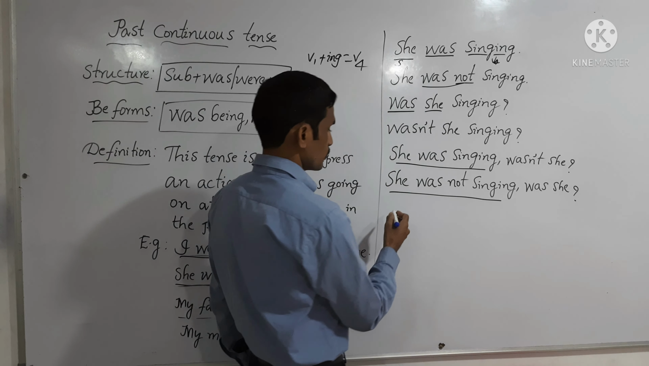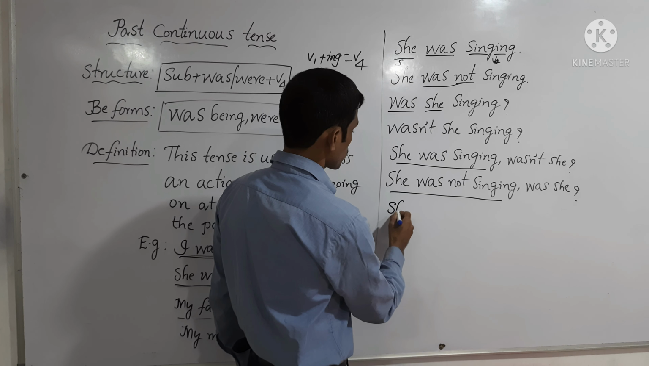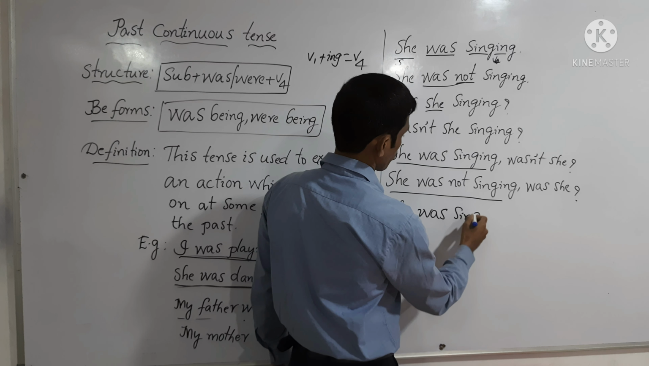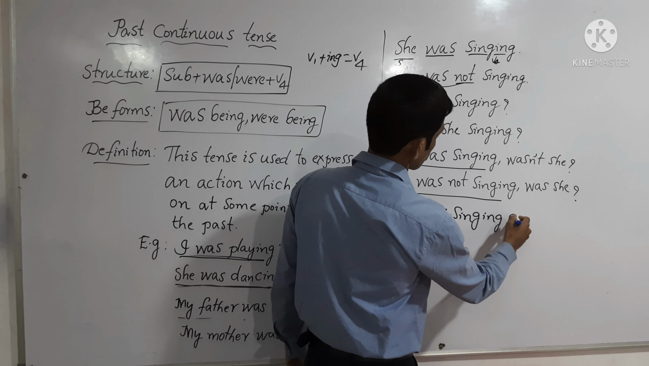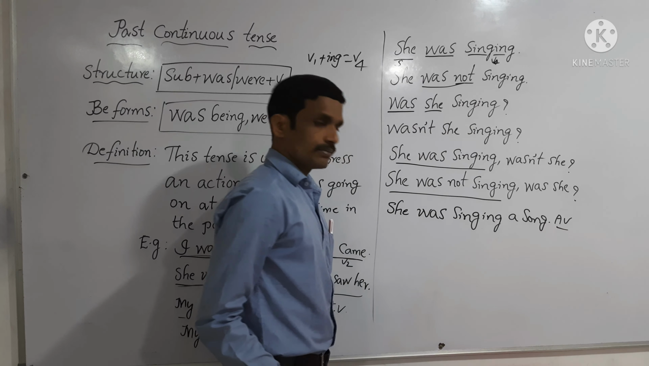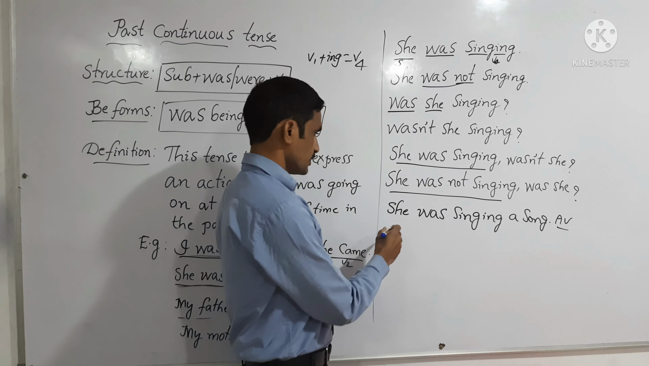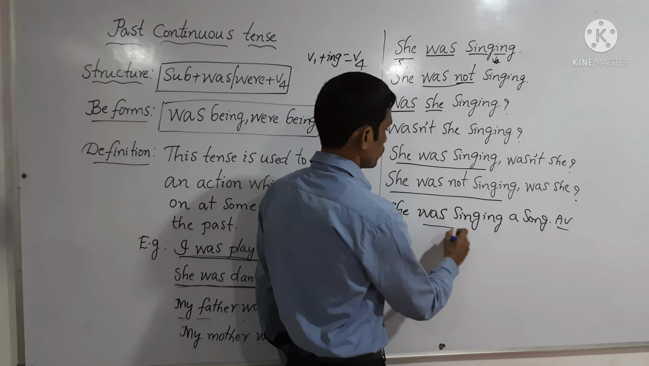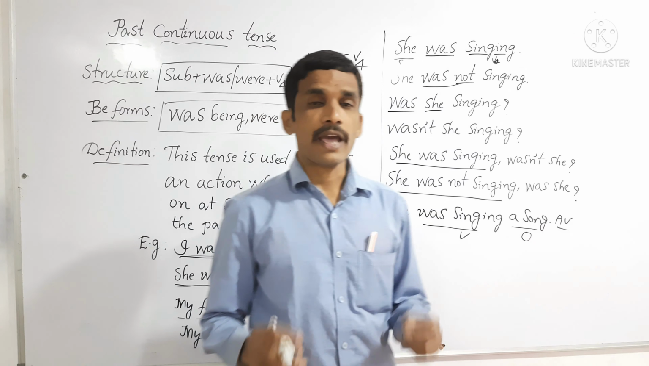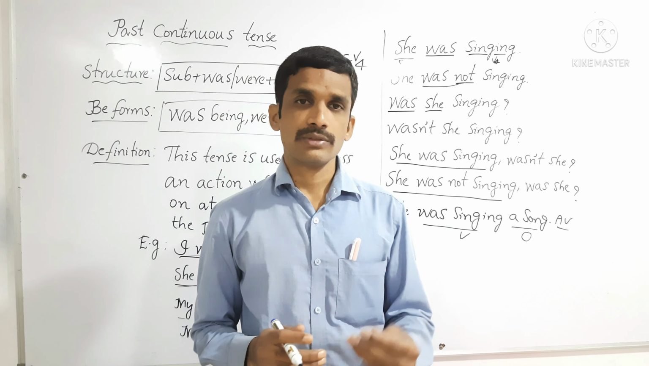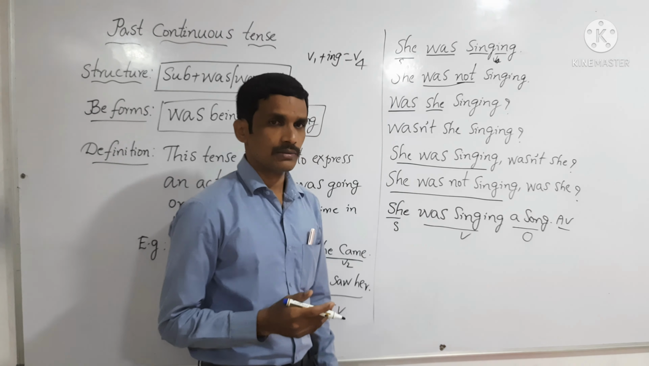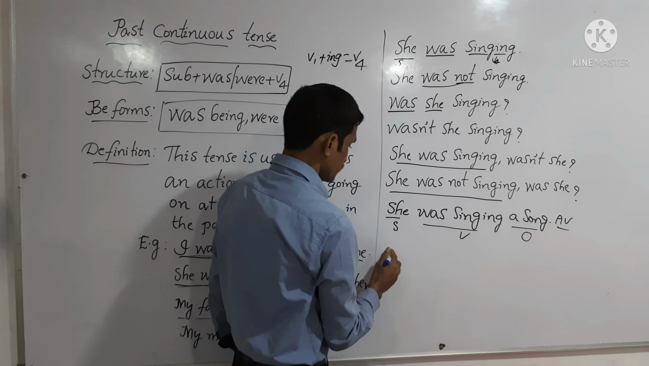Now one more structure also we can write. She was singing a song. This is in active voice: subject, verb, object. The given sentence in active voice is past progressive tense or past continuous tense. So let's try to change it into passive voice. Object becomes subject: a song.